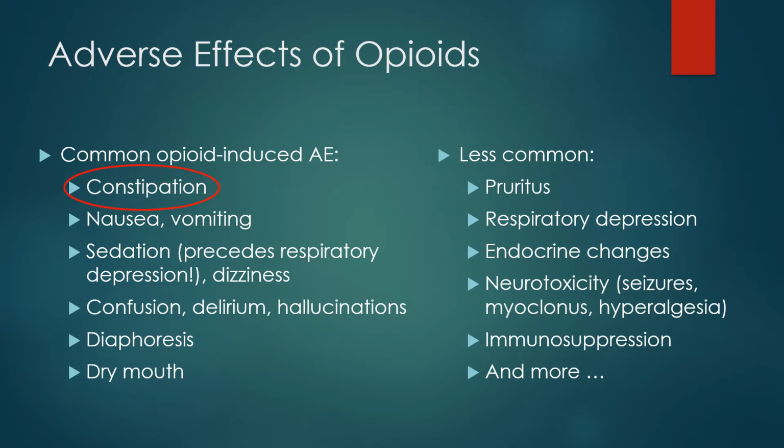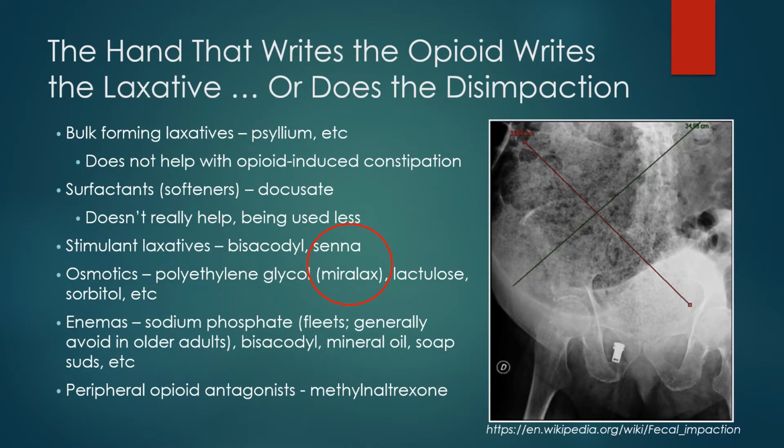Adverse effects of opioids. Common opioid-induced adverse effects include constipation, which is the most common, nausea and vomiting, sedation, dizziness, confusion, delirium, hallucinations, diaphoresis, and dry mouth. Less common are pruritus, respiratory depression, endocrine changes, neurotoxicity including seizures, myoclonus, and hyperalgesia, immunosuppression, and much more. In general, the rule is the hand that writes the opioid writes the laxative or does the disimpaction.